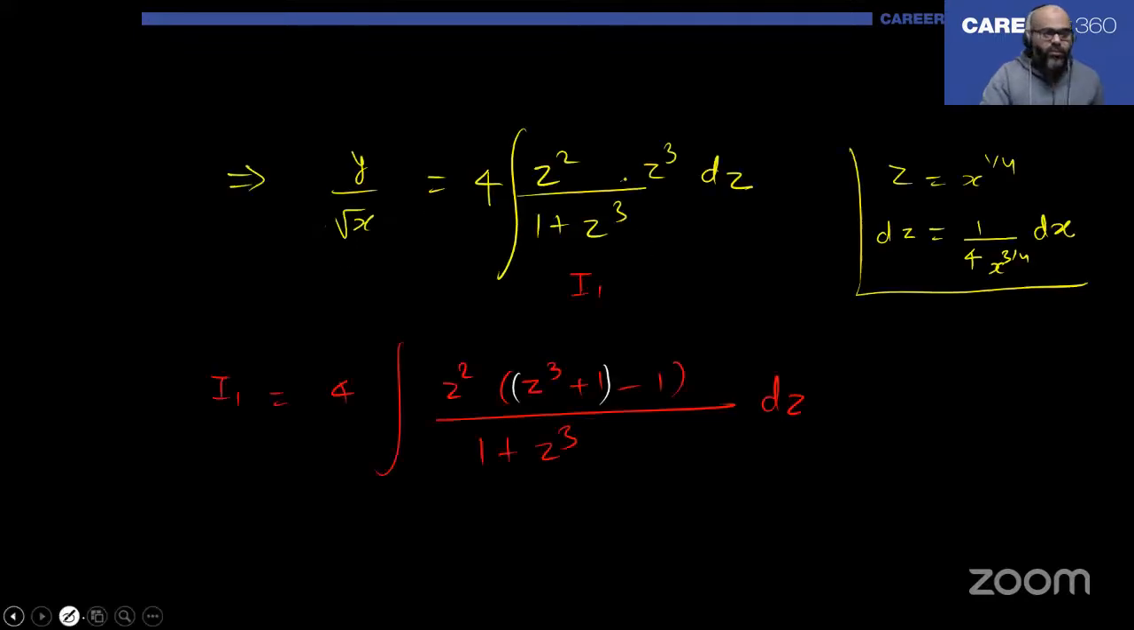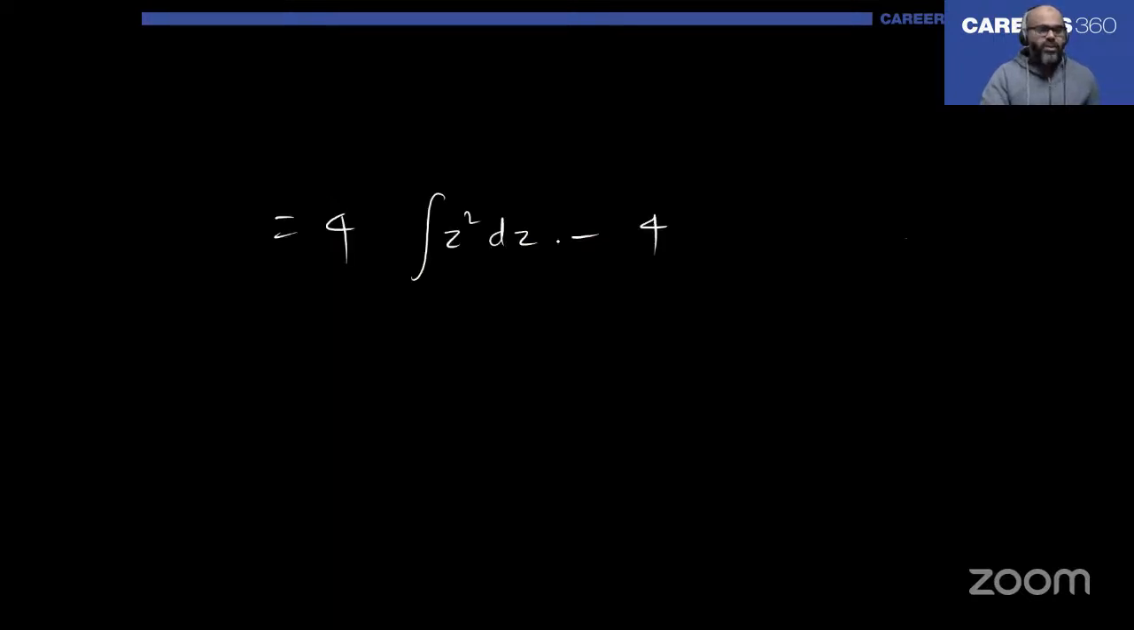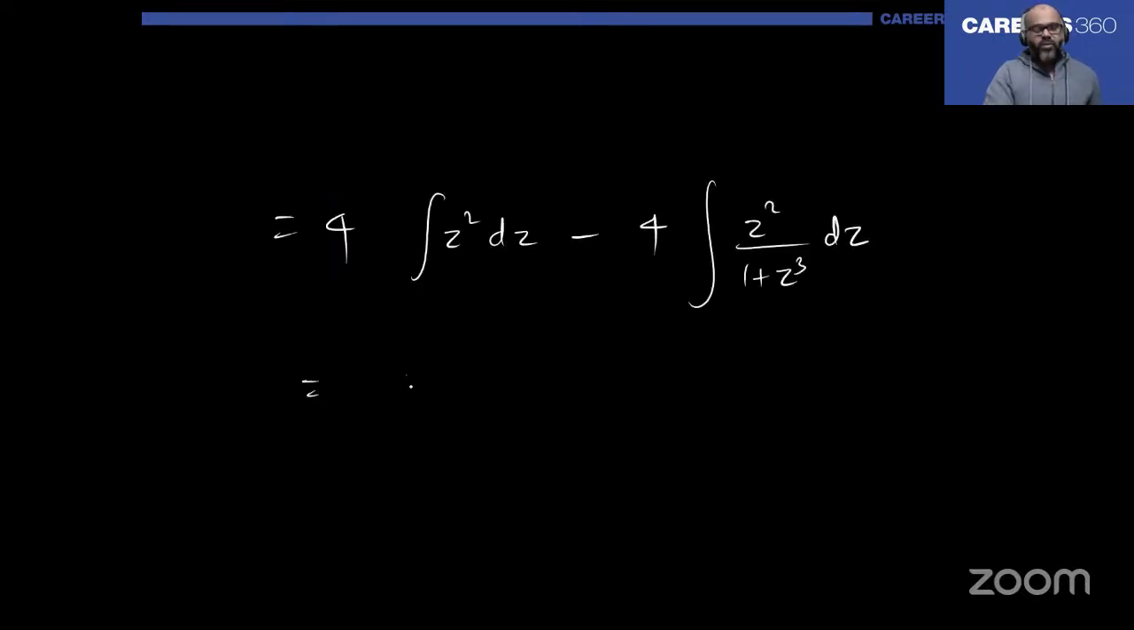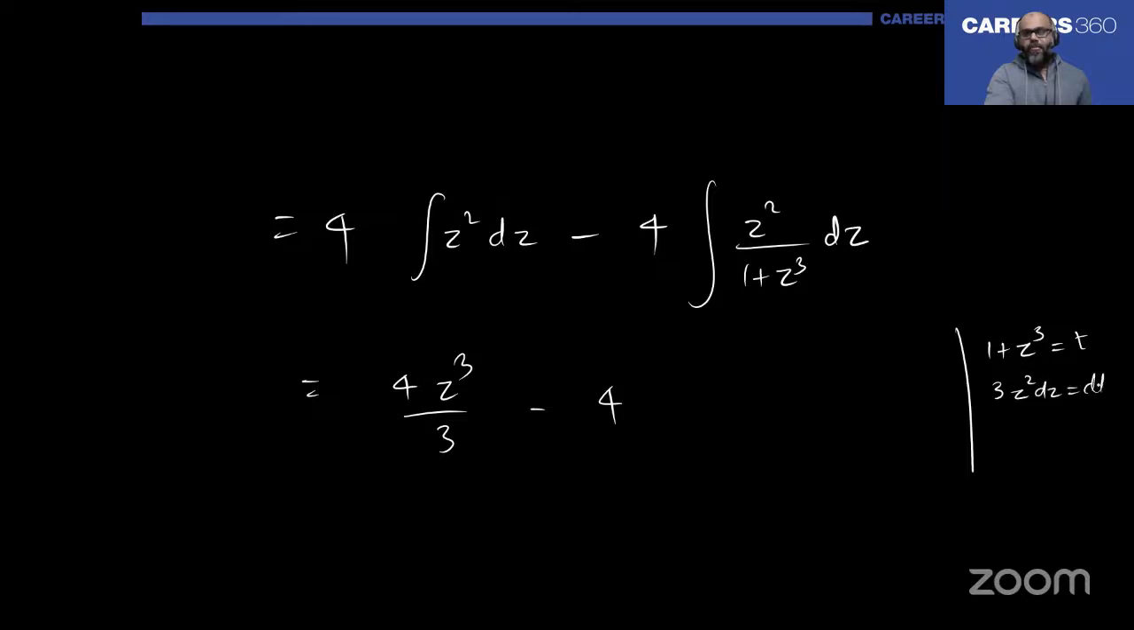Minus 4, and z square by 1 plus z cube dz. So this will be 4z cube by 3 minus 4. Here, if we take 1 plus z cube as t, then 3z square dz will be dt. So let us divide by 3 and multiply by 3. So 3z square dz will be dt, and 1 plus z cube is t.